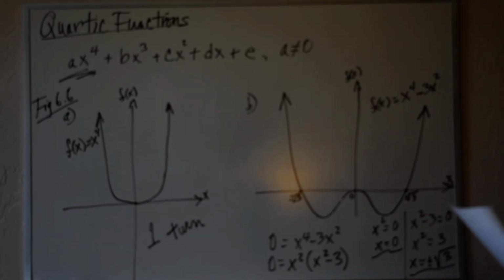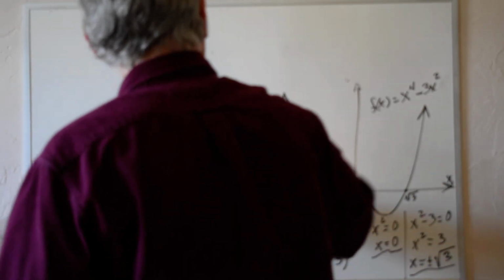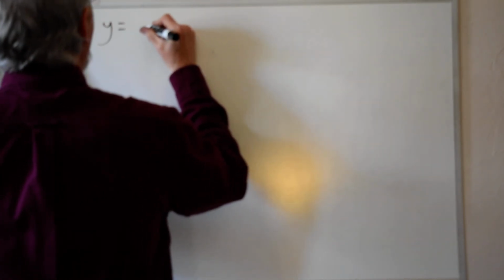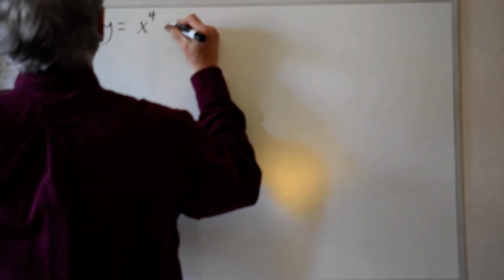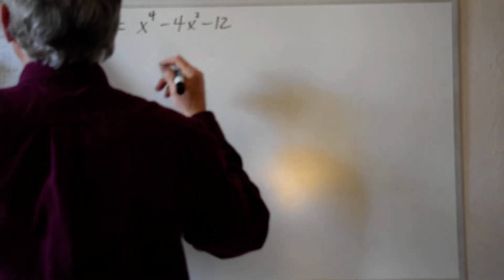All right, let's do a more complicated one. Here's an example I found from your homework problems. It's actually number 27. There wasn't a good example of this in the text, so that's why I'm using a problem out of the homework section. Graph this function. Y equals x to the 4th minus 4x squared minus 12.